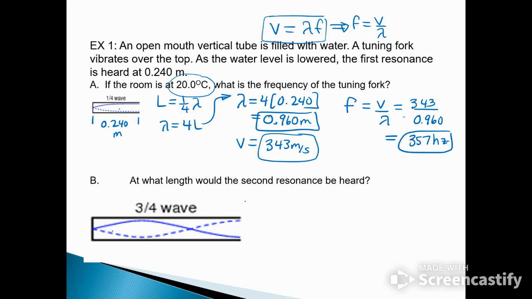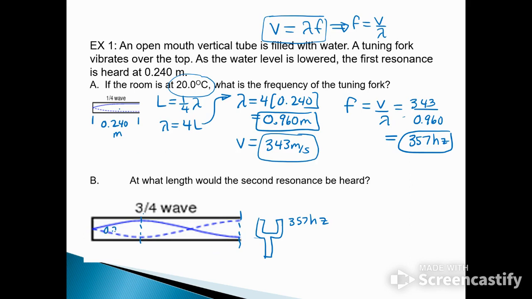At what length will the second resonance be heard? Well, it's the same tuning fork. So there's a 357 tuning fork producing this resonance. So it's the same tuning fork, which is 357 hertz. But now we've gone from the first antinode to the second antinode here.